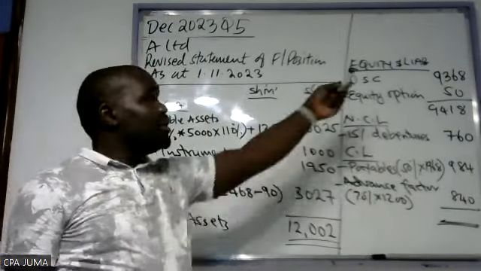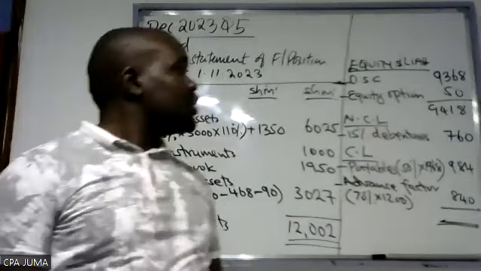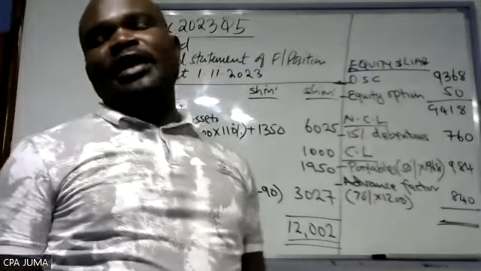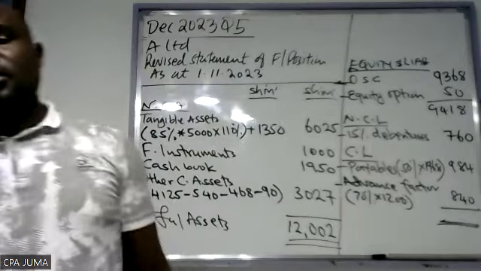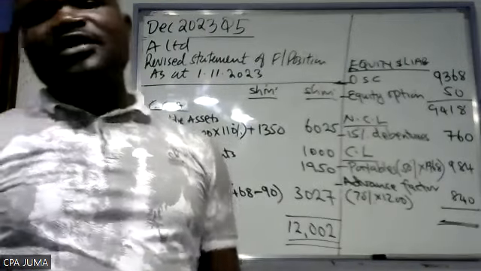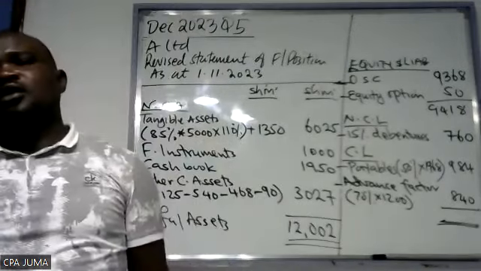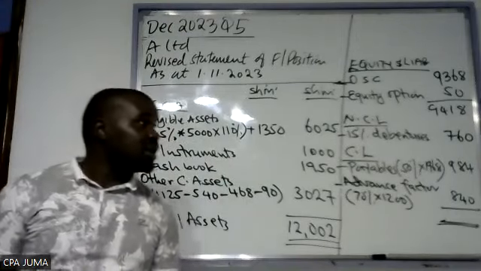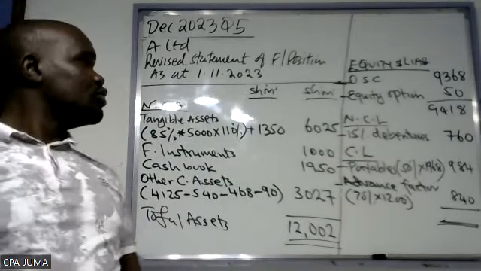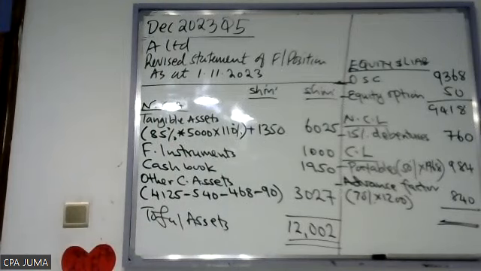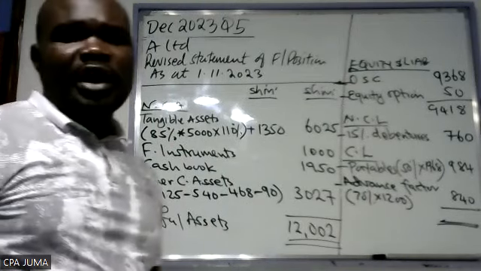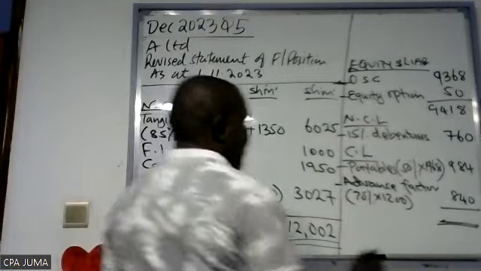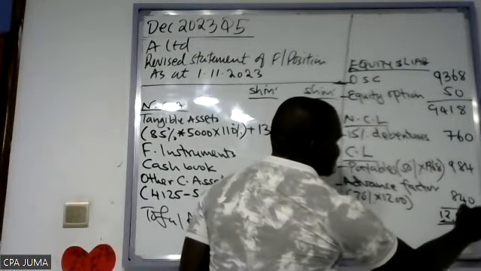So total equity and liabilities, can you add? If it's not balancing, we say we have tried. But if it's not balancing with something small, we can check what it could be. But just add to confirm. Running 12,002, that is okay. So we are very much correct.